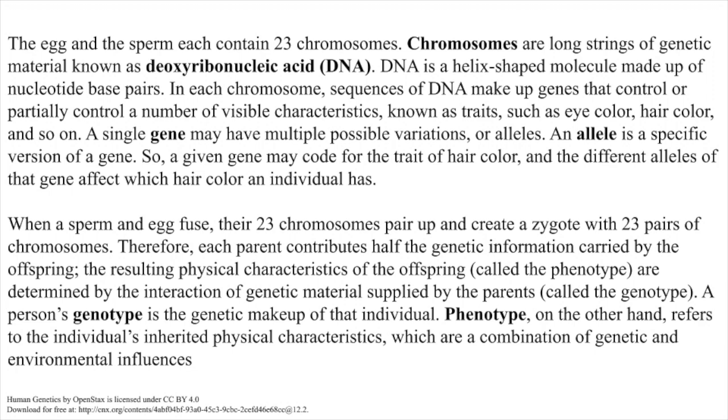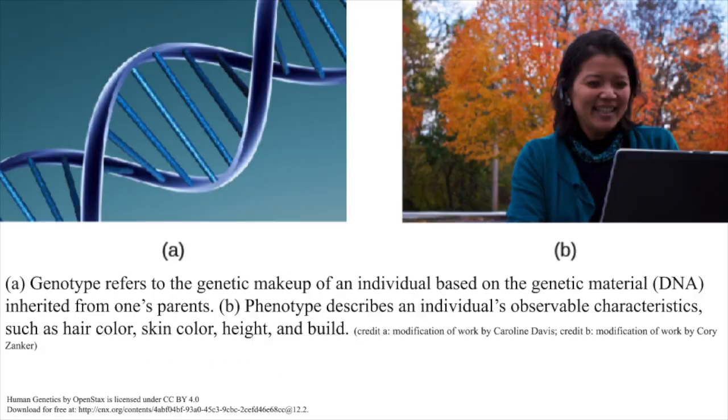A single gene may have multiple possible variations, or alleles. An allele is a specific version of a gene. So a given gene may code for the trait of hair color, and the different alleles of that gene affect which hair color an individual has. When a sperm and egg fuse, their 23 chromosomes pair up and create a zygote with 23 pairs of chromosomes. Therefore, each parent contributes half the genetic information carried by the offspring.